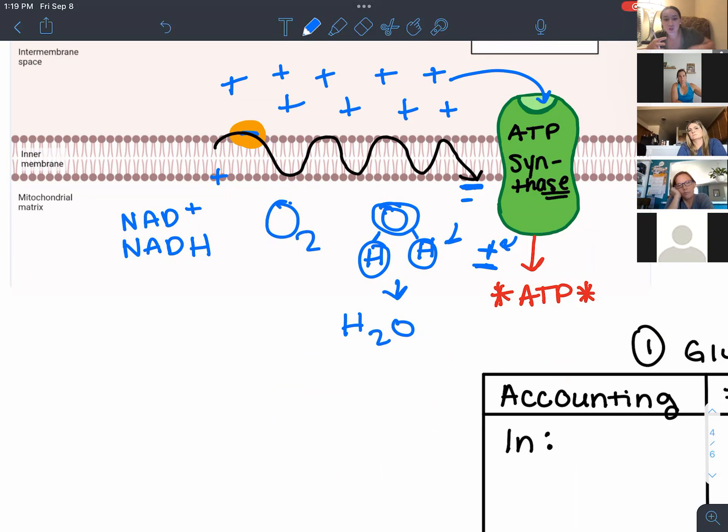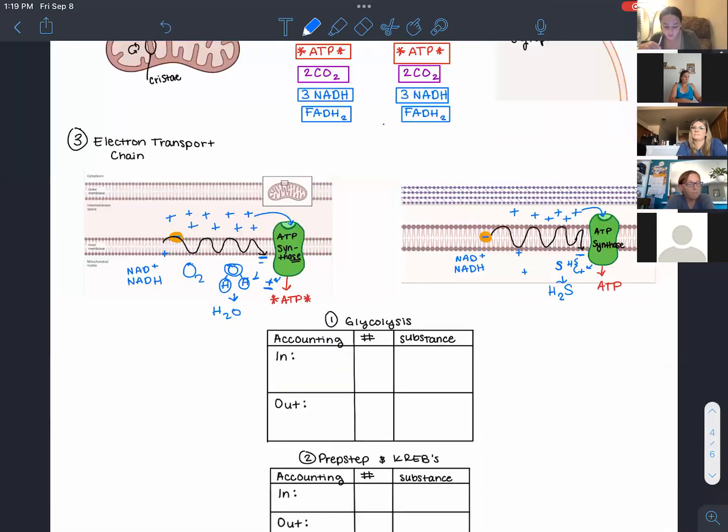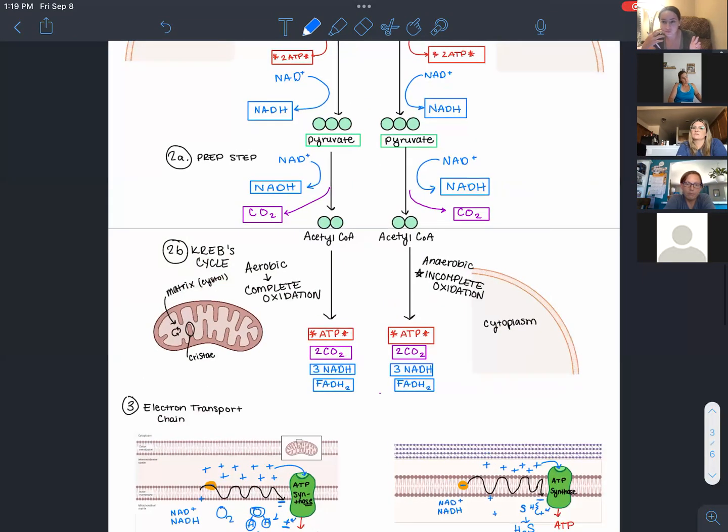And so if a cell is using atomic oxygen as its final electron acceptor, it has to have enzymes to break down that oxygen if it turns into hydrogen peroxide or just a radical form of oxygen. CO2 is not radical, so anaerobic organisms are fine with it. Okay. Because the CO2 comes out from glucose.